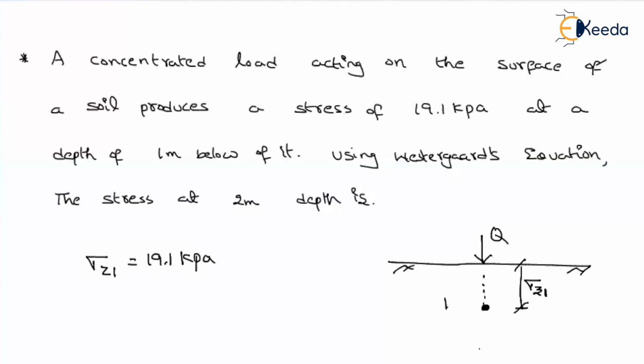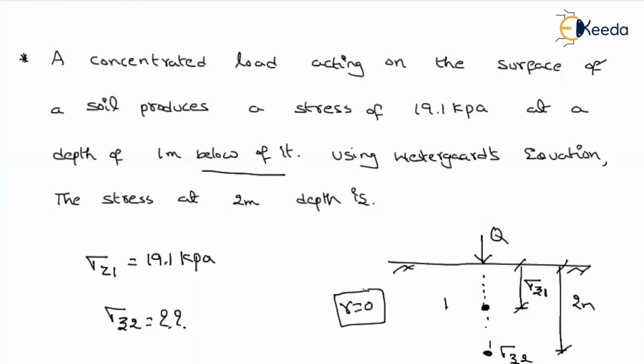They are asking us to find the stress at 2 meter below it. That means from here to here, if it is 2 meter, what is the stress acting at that point? Let us represent that with sigma Z2. The Q value is not mentioned, but they are directly giving us the stress and asking for the stress at another point directly below the loading. If you are finding a stress directly below the loading, the radius will be equal to 0.